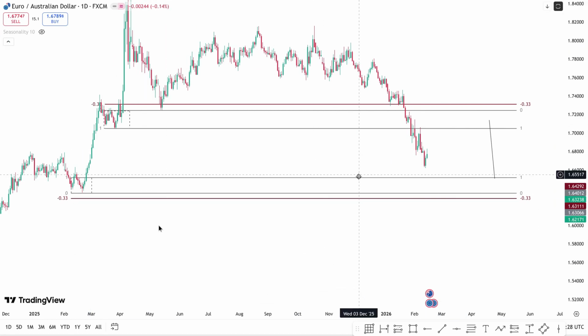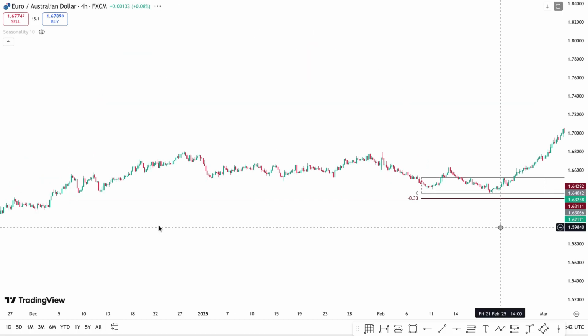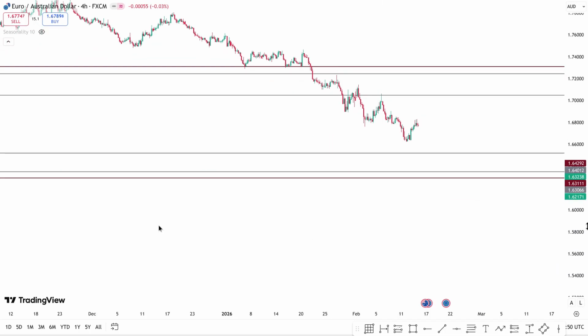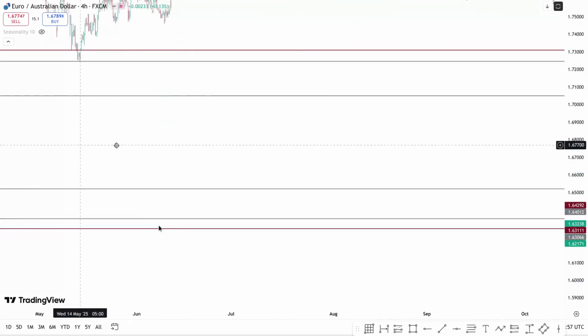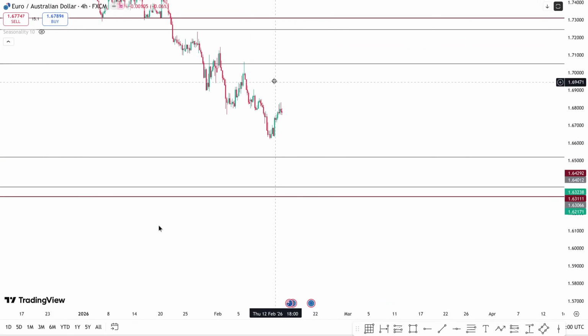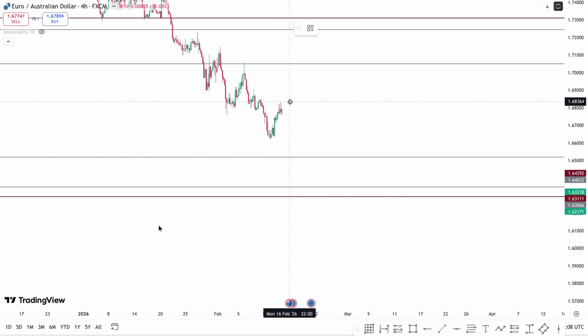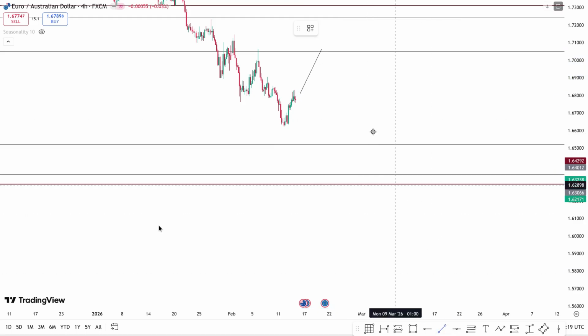And looking for entries, we'll be scaling down to the 4-hour time frame. If the market should rally into this area, I would want to take a short back to the downside.